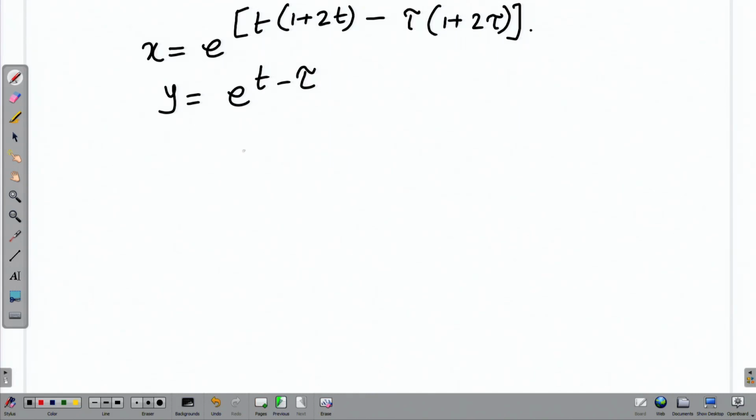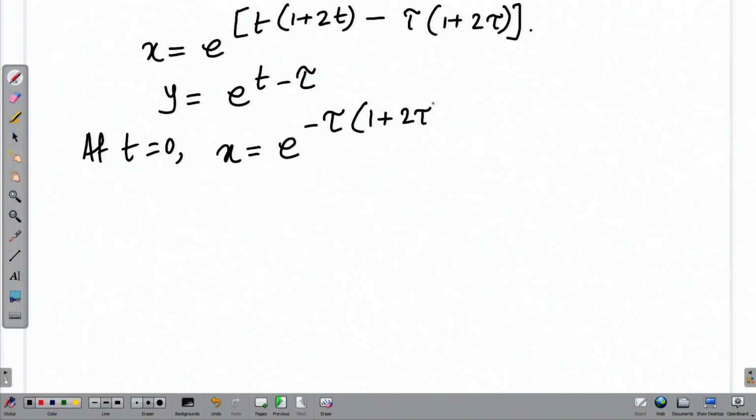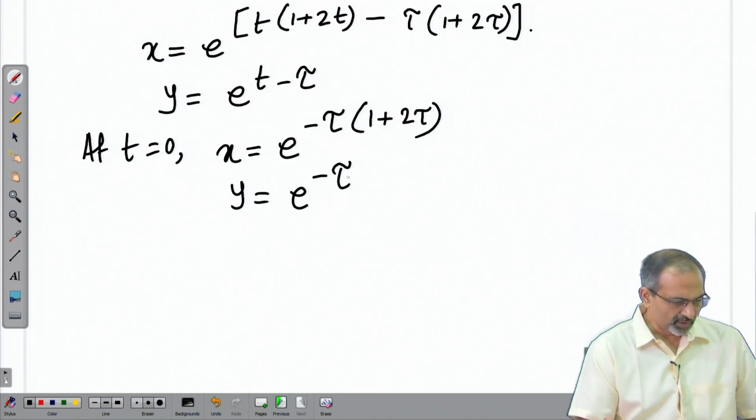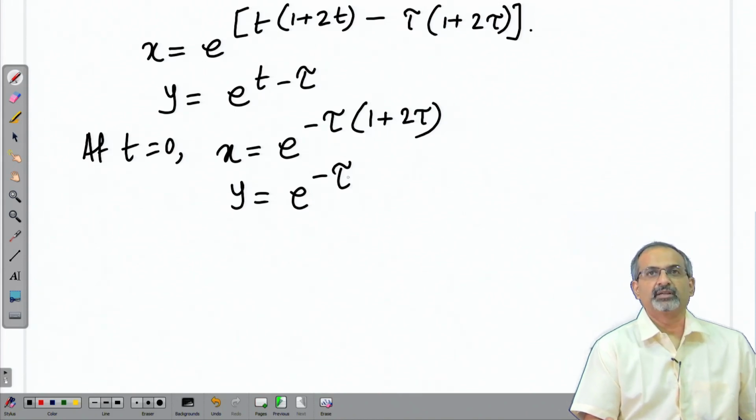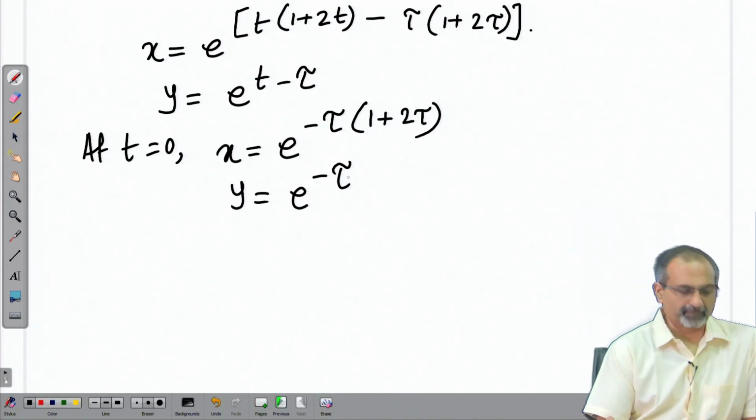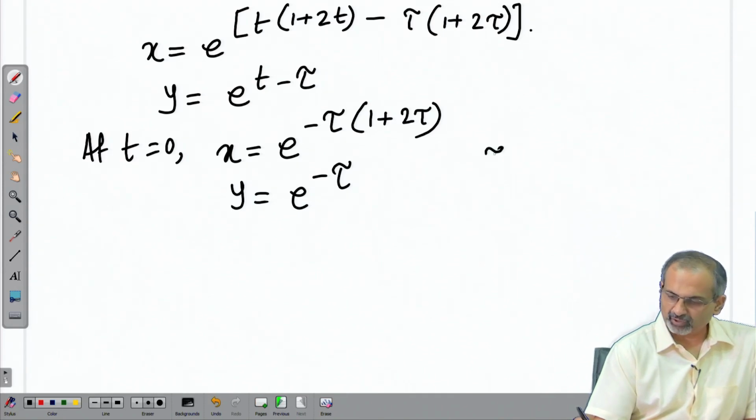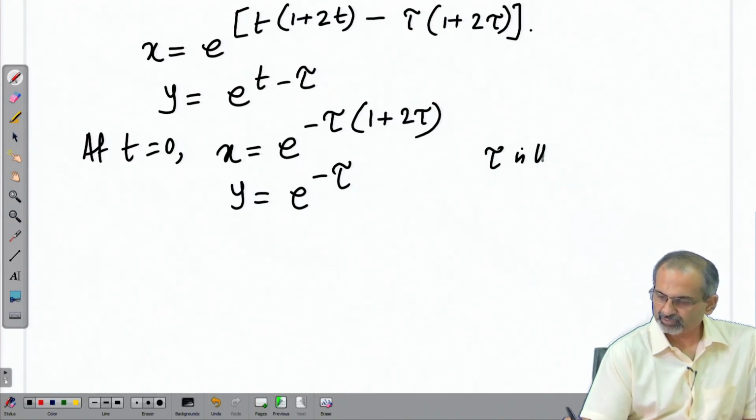Now, at t equal to 0, these above equations will yield what? They will yield x equal to e to the power of minus tau into (1 plus 2 tau), and y is equal to e to the power of minus tau. So, you have now got parametric equations expressing the coordinates x, y. So, the parameter is tau now. Tau is the parameter.